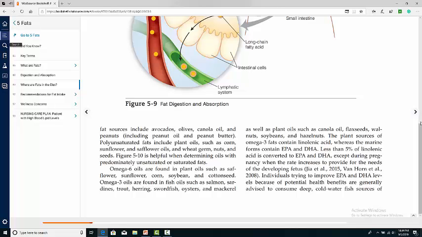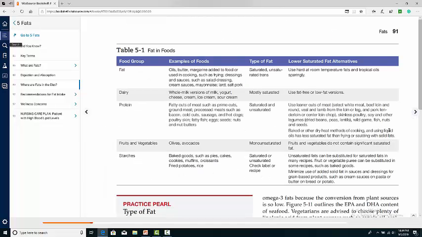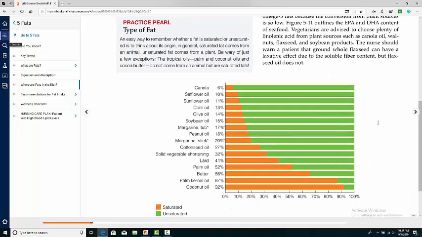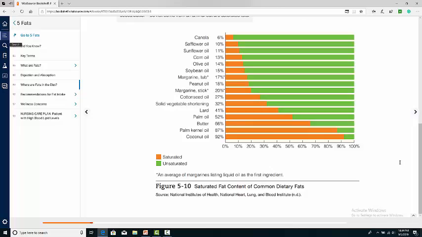Some references to EPA and DHA you can skim over. And then when you get over here, you've got your practice pearl thinking about the different types of fats, and you've got this diagram that shows you those which are more saturated as indicated by the red or orange, and those which are less saturated as indicated by the green.